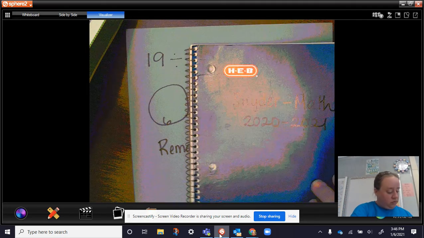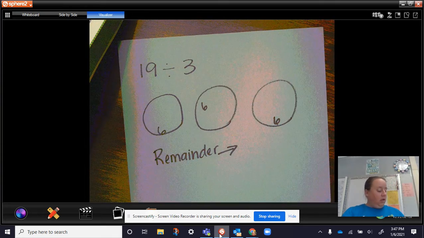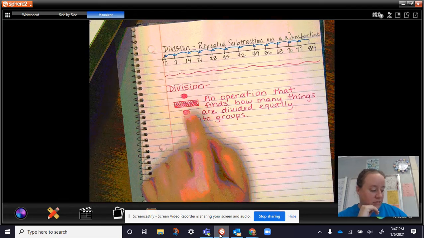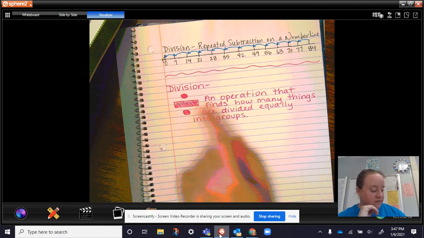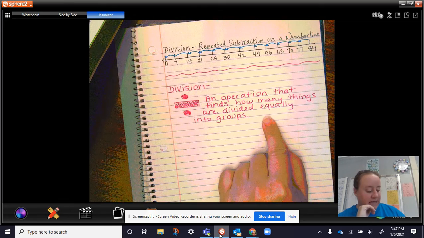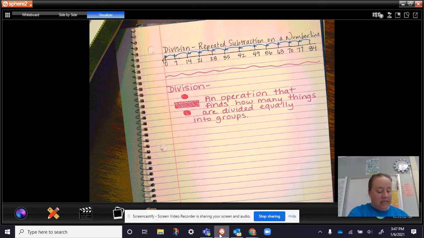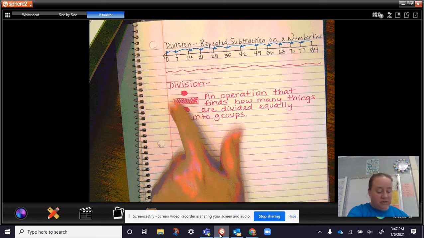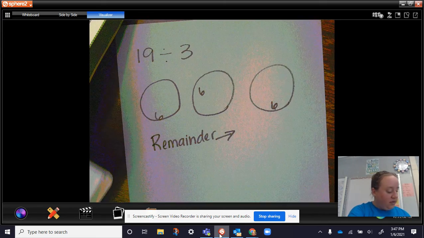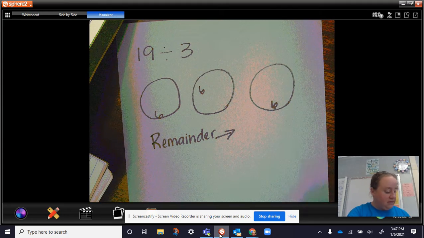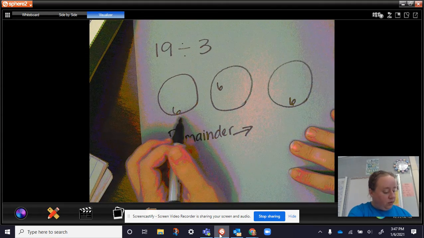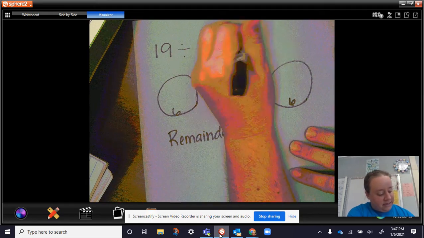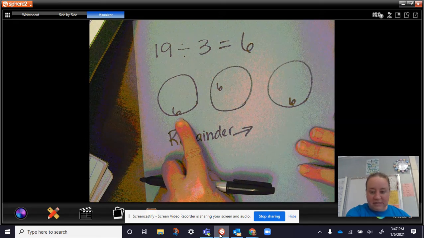We also took some notes. Remember, division is, and we're going to keep adding to this a little bit each day. So we started just with division. Division is that operation that finds how many things are divided equally into groups. You can pause the video and make sure you get this pink part in your notes. When we divided this, that's what we were doing. If we were asked how many each friend gets, that answer is 6. Each friend would get 6.